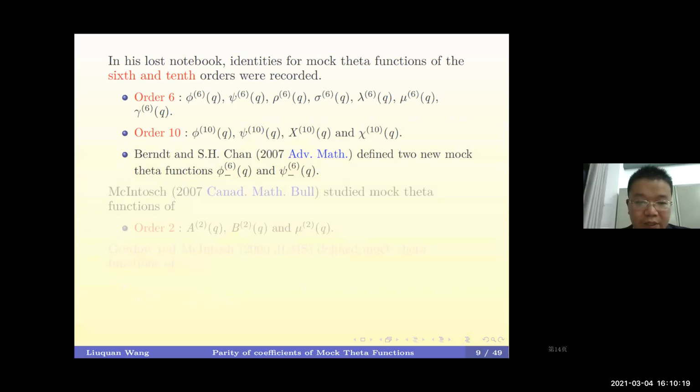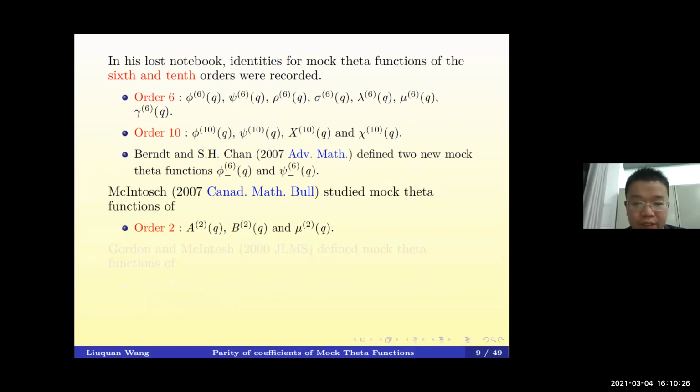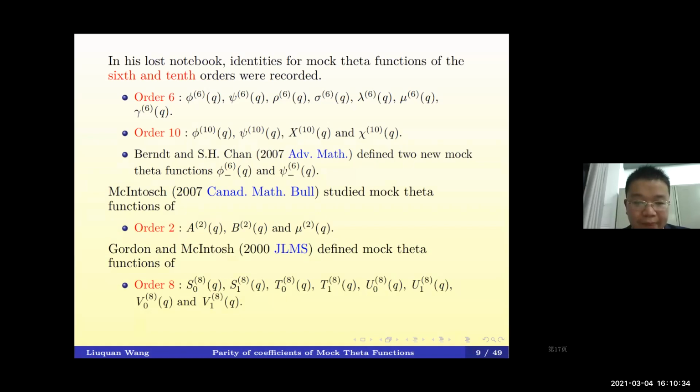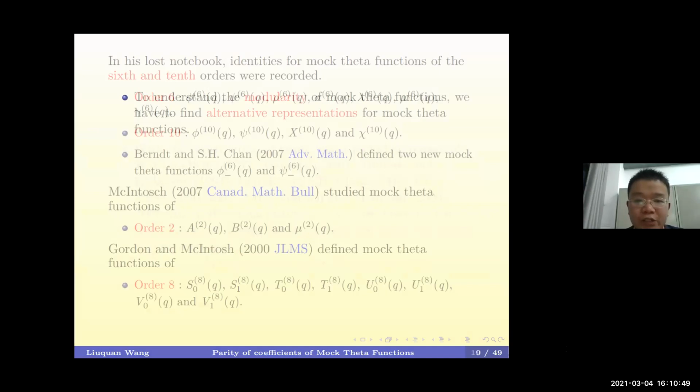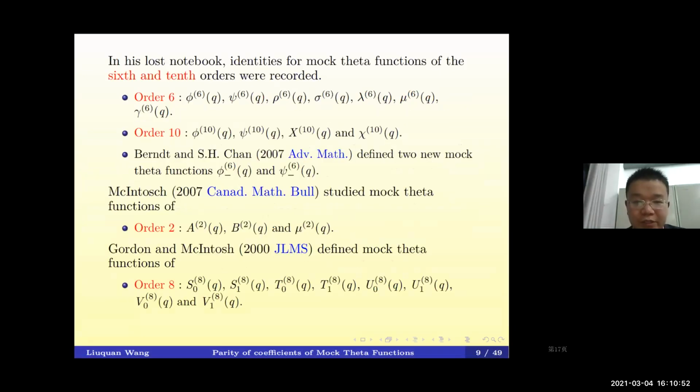And in the same year, McIntosh studied mock theta functions of order 2, and he used the notations A, B, and mu. And these 3 functions also appeared in Ramanujan's notebook. Earlier than that, in 2000, Gordon and McIntosh studied mock theta functions of order 8, and these are the functions they considered. So together, there are 44 mock theta functions, in these 2 pages, and I will call these functions classical mock theta functions.